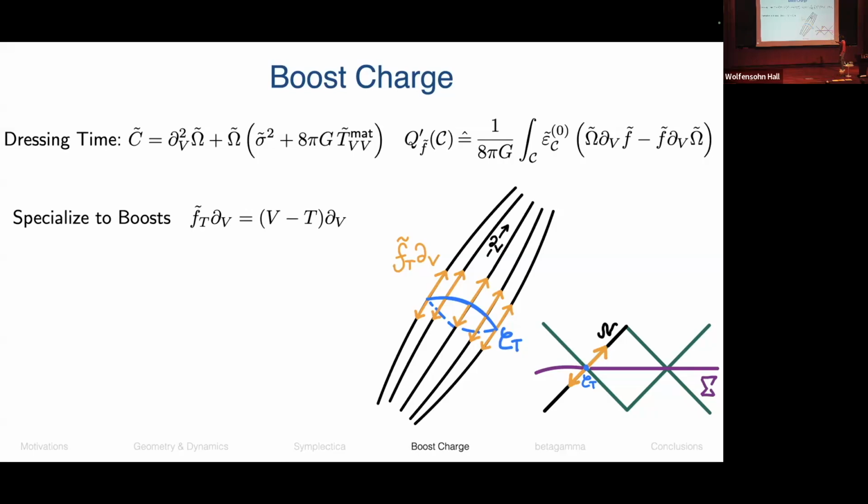If I have a bulk spacetime and my null hypersurface is here, it just looks like this one here. In particular, at the fixed point of the boost, I can compute this charge, and this value is just the area at the cut, which is by construction positive, and strictly positive because I'm away from caustics.